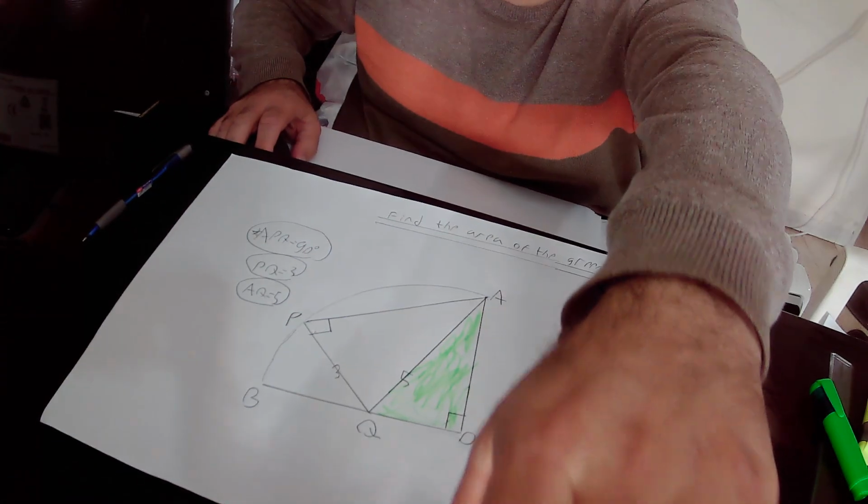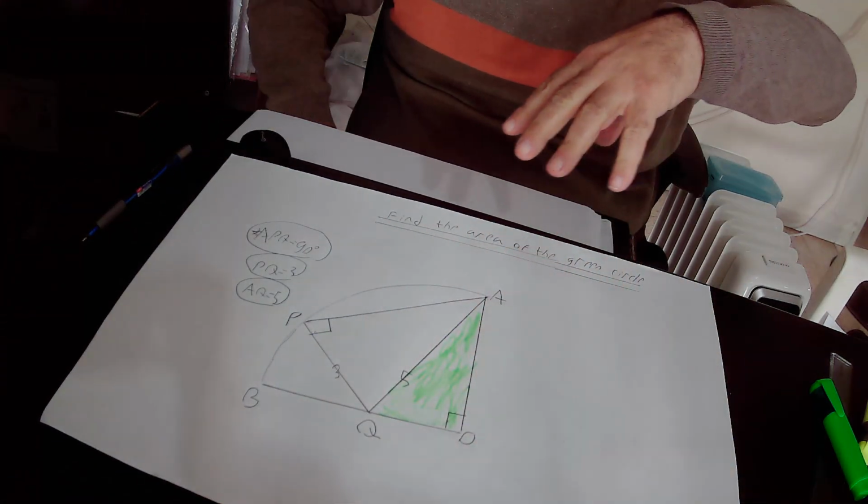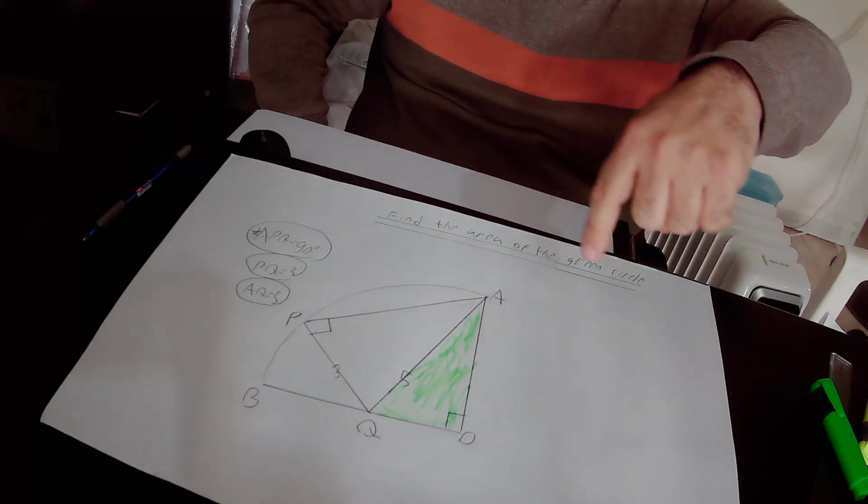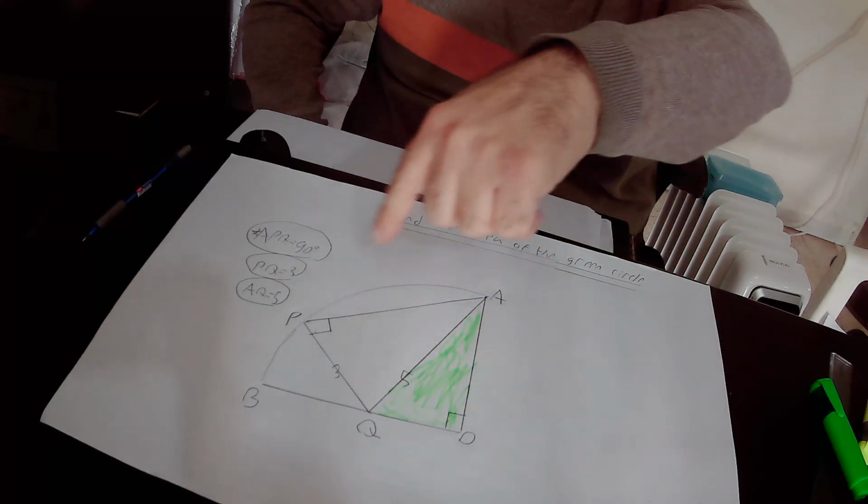Hello, in this lecture we will find out the area of the green triangle. In the drawing we have a quarter circle. AOB is a quarter circle.